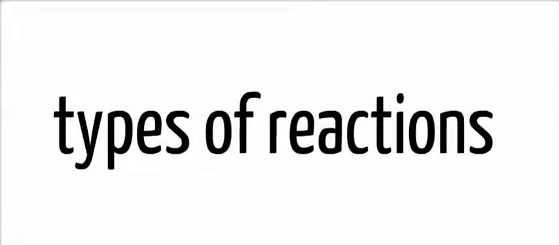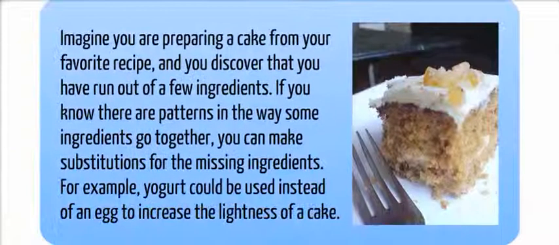Okay, we're going to talk about types of reactions. So imagine you're preparing a cake from your favorite recipe and you discover that you've run out of a few ingredients. If you know that there are patterns in the way that some ingredients are mixed together, you can make substitutions for the missing ingredients. For example, yogurt can be used instead of an egg to increase the lightness of a cake.